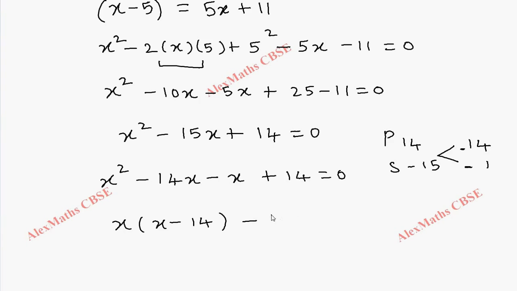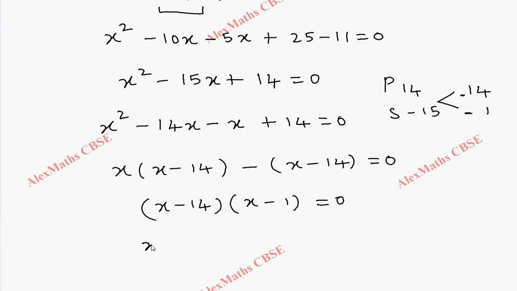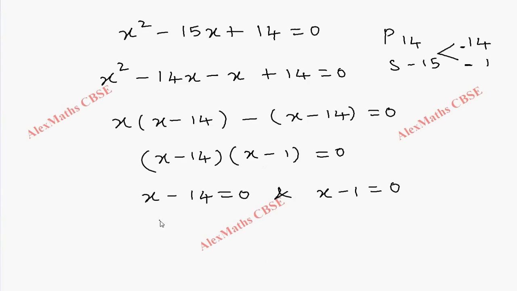From the last two terms, if we take minus common, this is x minus 14, and we can take x minus 14 common. After that, we get x minus 14 into x minus 1 equal to 0. Now equating individual factors to 0, we get x minus 14 equal to 0, and x minus 1 equal to 0. So from this, we get x is equal to 14 one value and the other one 1.